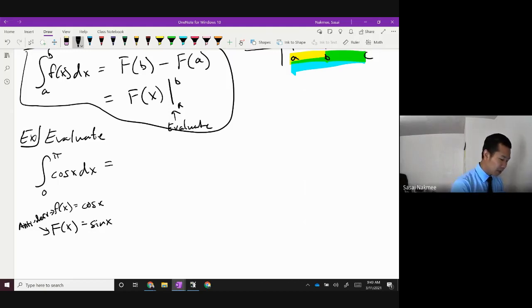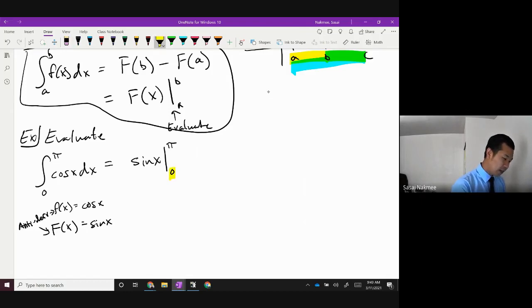So when I'm doing this integral right here, this is equal to sine of x, but evaluated from 0 to pi. This is what I'm hoping you guys can see.